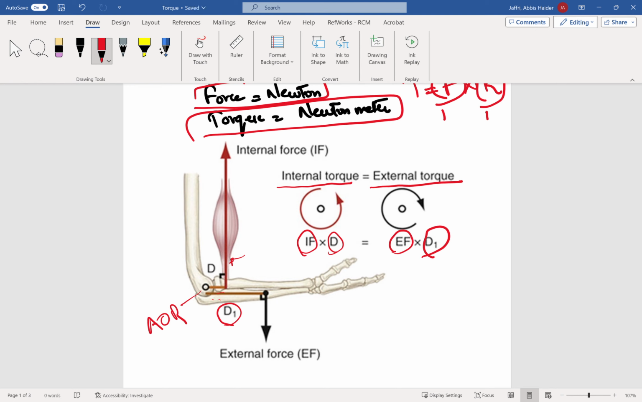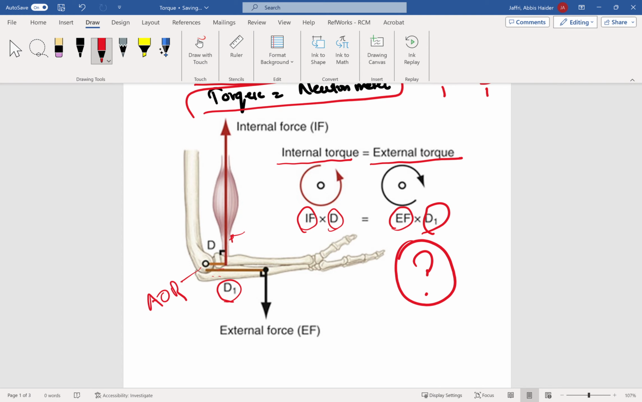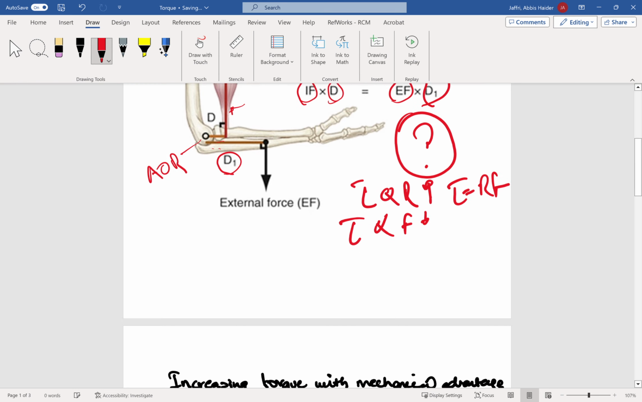Okay, so the external force is smaller as compared to the internal force because the internal force has a lower moment arm. The moment arm is smaller for the internal force, but the external force has the higher moment arm. Torque is directly proportional to moment arm, and torque is directly proportional to force. If there is a greater moment arm, then you need less force to produce the same amount of torque. That is what is happening here. Torque is equal to R times F.